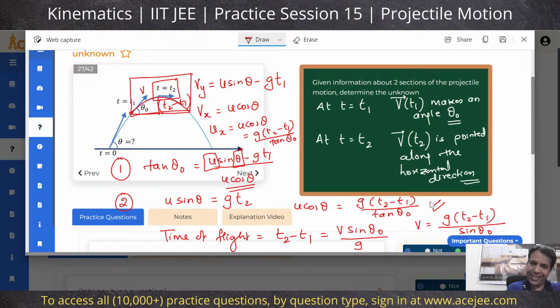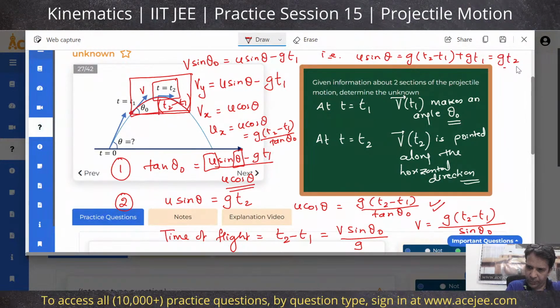Vy will be v sin theta 0, which is equal to u sin theta minus gt1. That is, u sin theta is equal to v sin theta 0, which is g (t2 minus t1) plus gt1. That is g t2, which is what we got here as well.